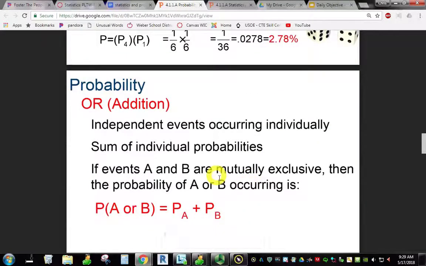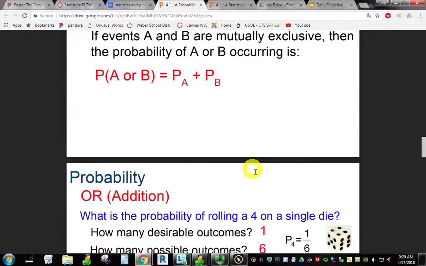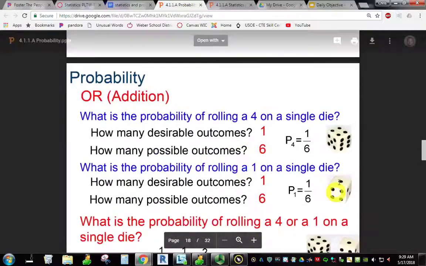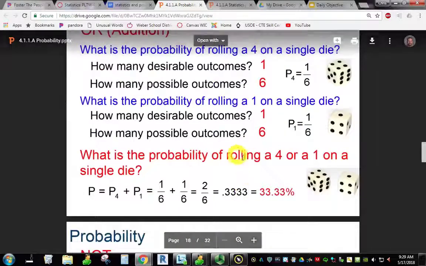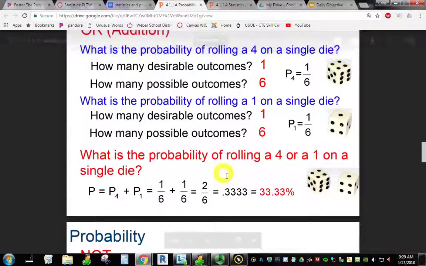So this one's a little different. These are mutually exclusive events happening. Again, the word or is really important. And these are events occurring individually, like the probability for dice is still the same. What is the probability of rolling a 4 or a 1 on a single die? Or look at your worksheet. What's the probability of rolling a 4 or a 1 on a single die?